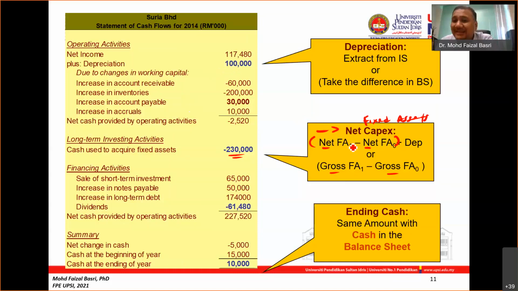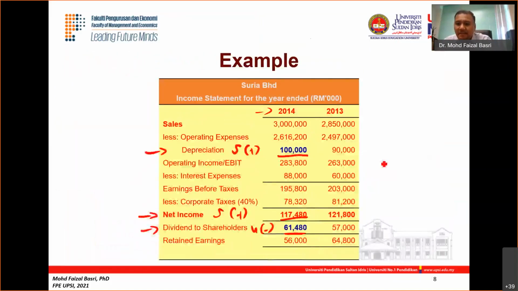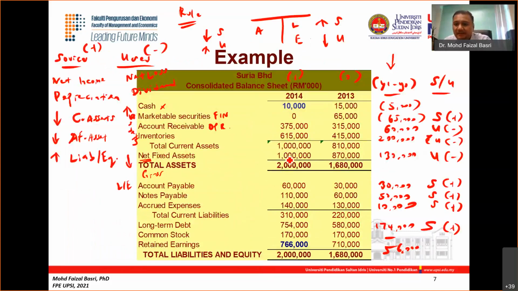So for net capital expenditure, our items would be net fixed asset 1 minus net fixed asset 0 plus depreciation, which in this case is 100,000. But the negative sign will be based on these changes, because an increase in assets will be a use, and a use is minus.